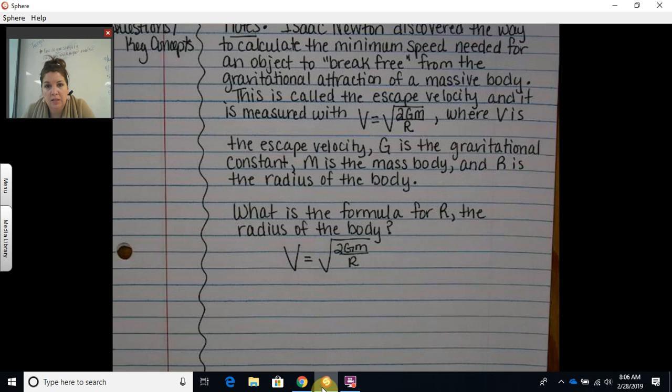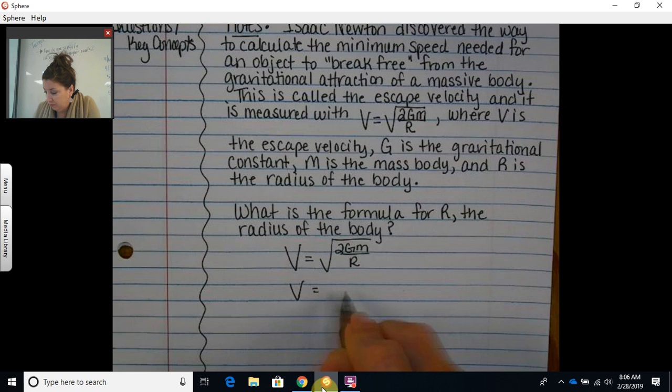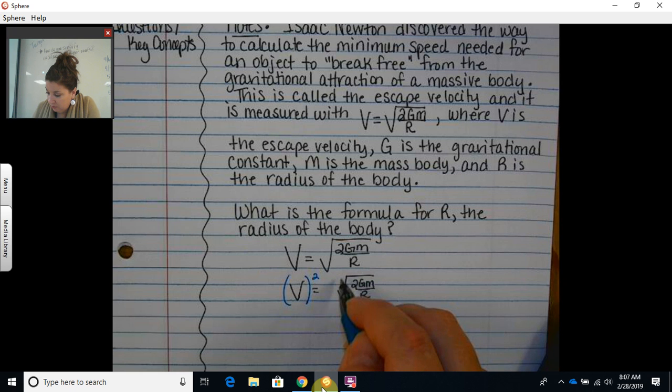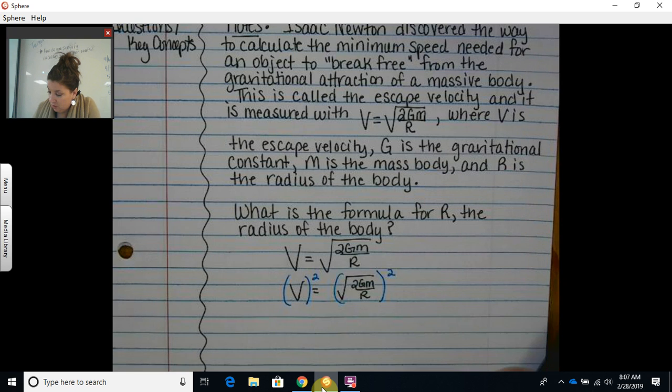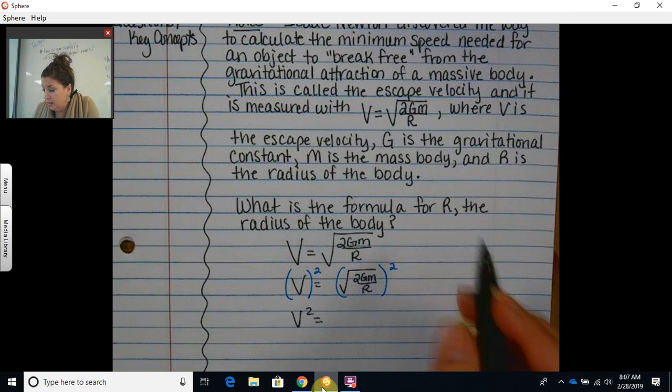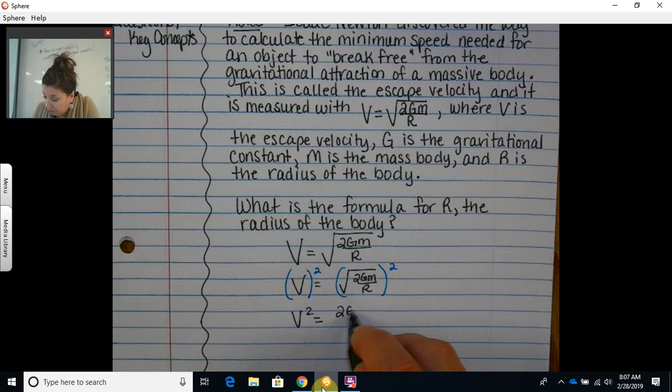Is my radical isolated? Yes. So how can we get rid of this square root? Square both sides. So I've got v squared equals the square root of 2gm divided by r, quantity squared, which is just 2gm divided by r.